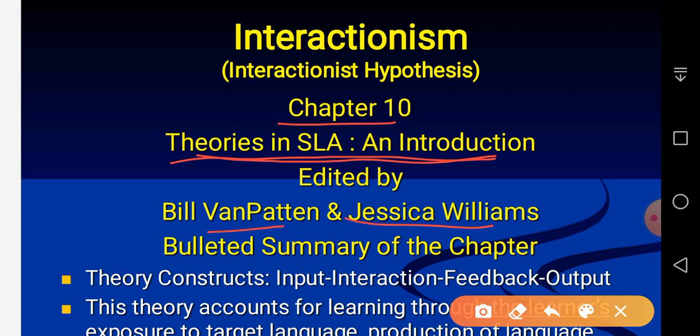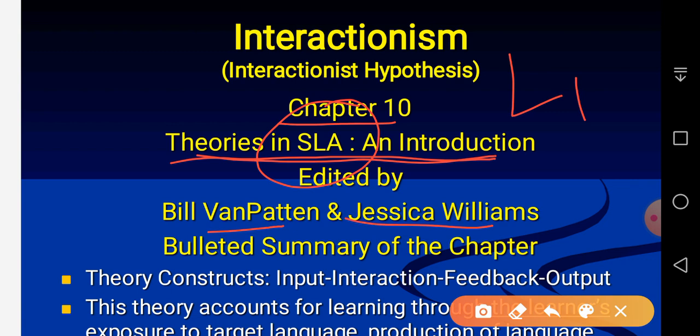So as you can see here, the word SLA: theories in SLA, second language acquisition. Usually we use the term second language learning, okay, and the word acquisition is used with L1, the learner's mother tongue, the first language. We say the first language is acquired through the acquisition process, and the second language is usually learned. But in modern terminology, both these terms are used synonymously. Otherwise there is a basic difference.